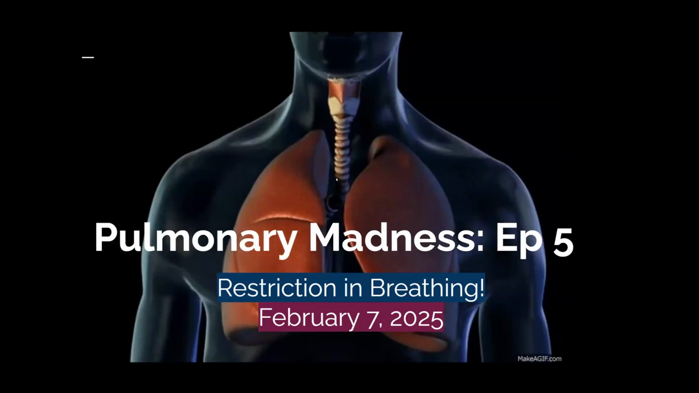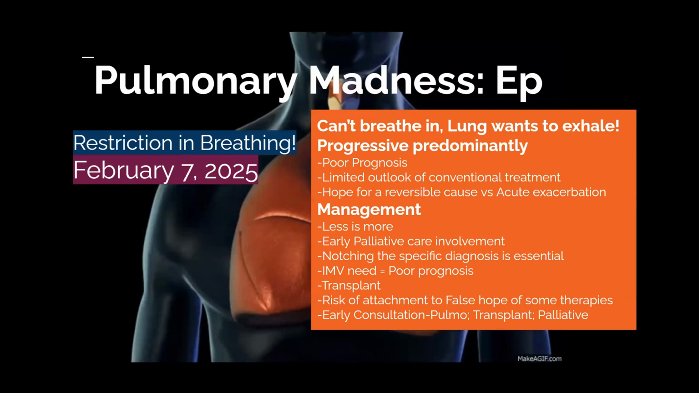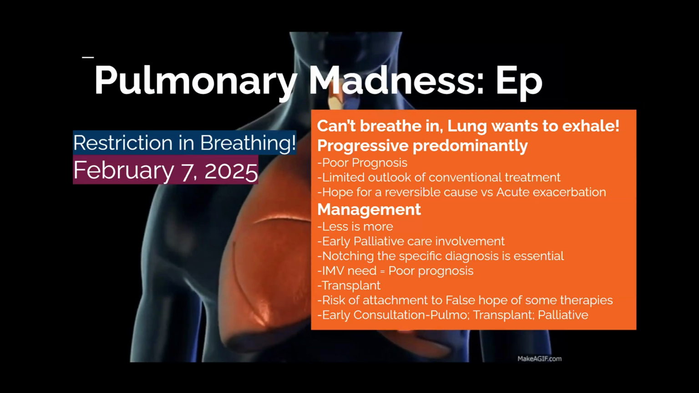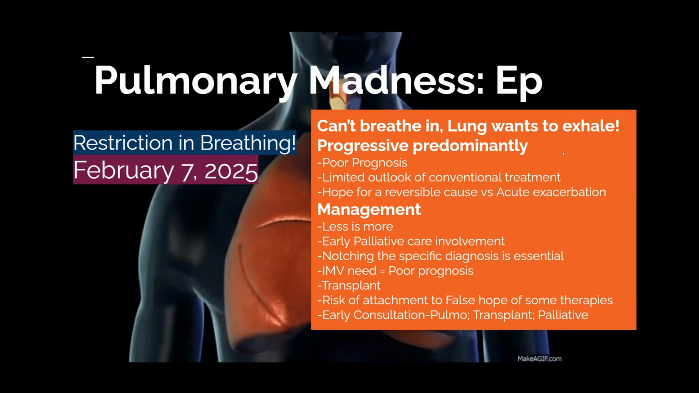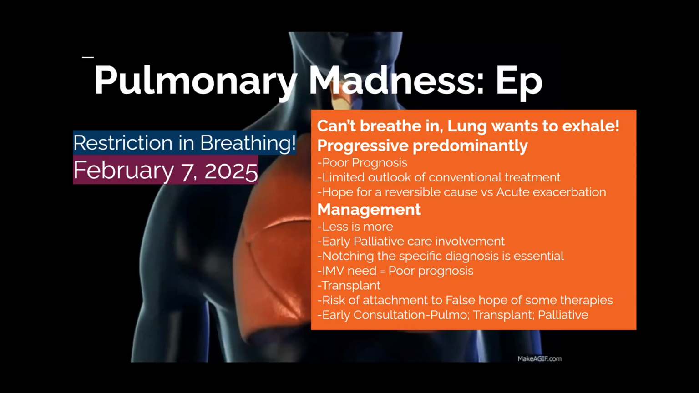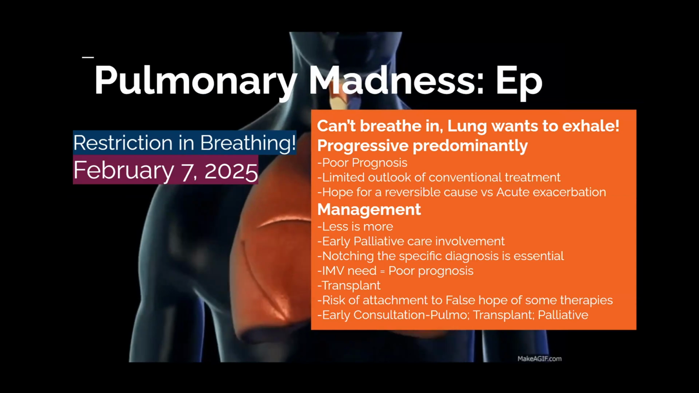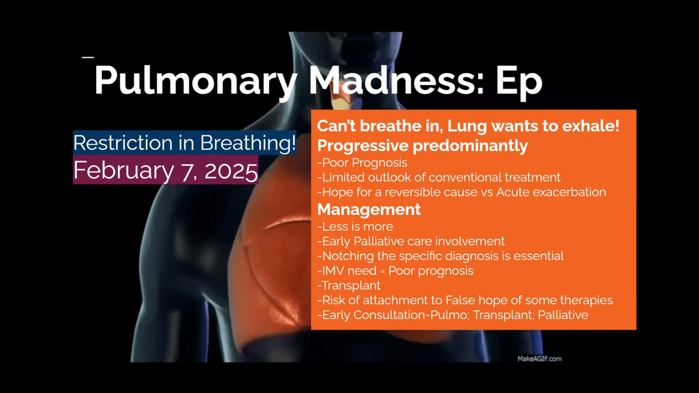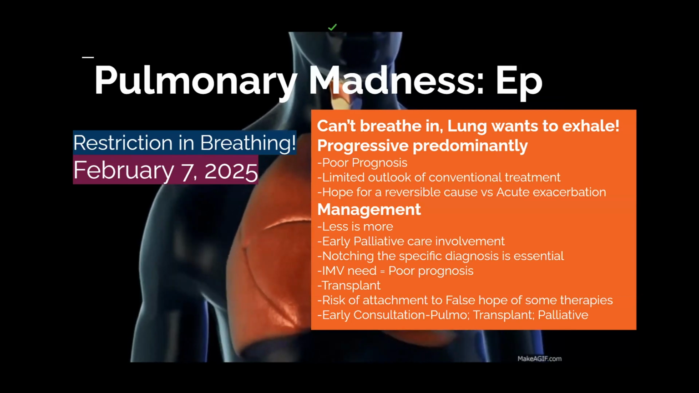As usual, I get my final seconds to share a bit of what I've picked up for the day, and hopefully you'll also take it home. In this particular case, I've learned that this is an annoying disease where the lung is not able to take in air, but it wants to exhale. In other words, the capacity is limited and the lung recoil is quite excessive. It is predominantly caused by progressive disease with a poor prognosis, and therefore there is a limited outlook for conventional therapies. You really want to hope and pray that you have a reversible cause versus an acute exacerbation of the underlying progressive disease.